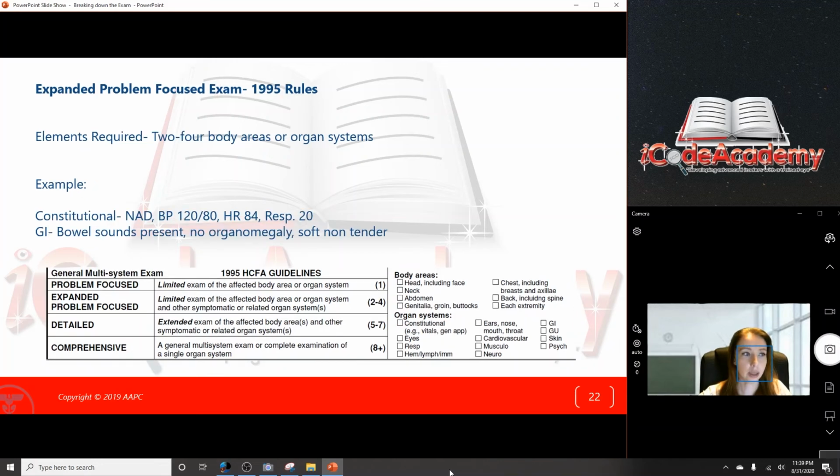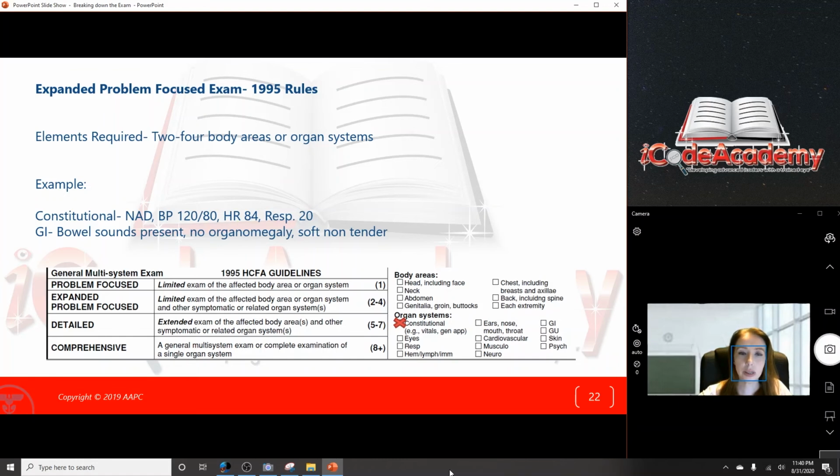All right, second level, expanded problem-focused. Again, we're going to go ahead with the 2 to 4 body areas or organ systems for the purpose of this discussion. We have, again, our constitutional from our previous slide, as well as GI. Well, let's make sure we're reading the documentation and not just saying it's GI because that's the heading they used. Let's make sure it's actually GI instead of abdomen.